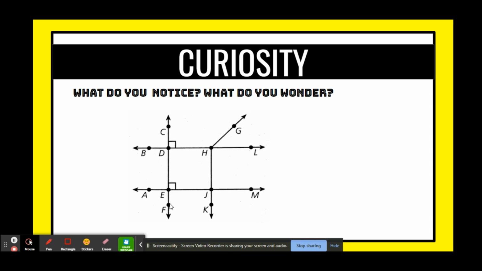Line CF is running parallel to, I'd have to start here, H to the ray HK. I could do segments here too. I could say line segment DE is running parallel to line segment HJ. And then we also have one that is just intersecting. It's not perpendicular, but it is intersecting. This ray right here, HG, is intersecting line BL. It doesn't form a right angle, but it still would cross.